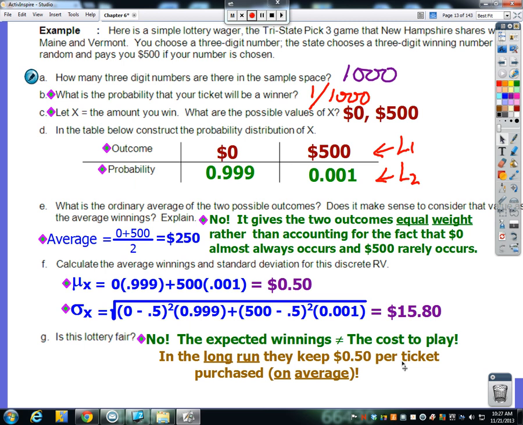Now, if you bought just one ticket, you're either going to win nothing or you're going to win 500 bucks. But in the long run, if you were to play like some older people I know, like grandmas and grandpas, who like to play the lottery every day, every week, because someone's got to win, in the long run they're going to be losing money.